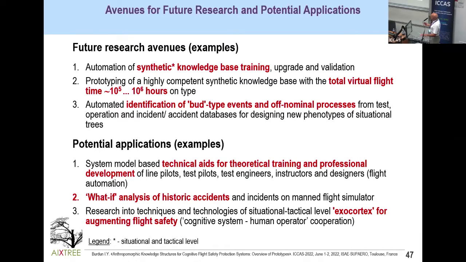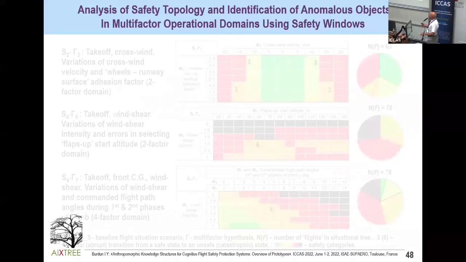Potential applications are shown here, and the most interesting, maybe most challenging, is the exocortex. It's not about Elon Musk, but about the way to bring these millions of hours of flight experience and not sink the pilot in this sea of data, but rather knowledge. We pass this path. We're working with knowledge, big knowledge, in order to help the pilot or somebody else, a partner, to prevent entering into an irreversible situation.